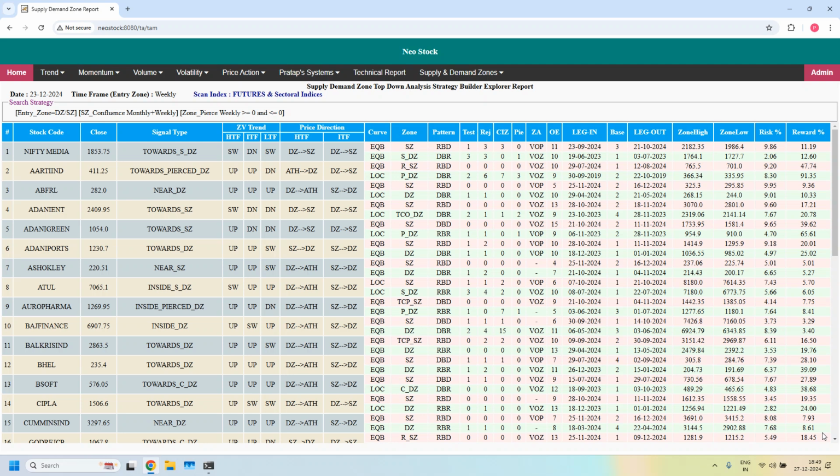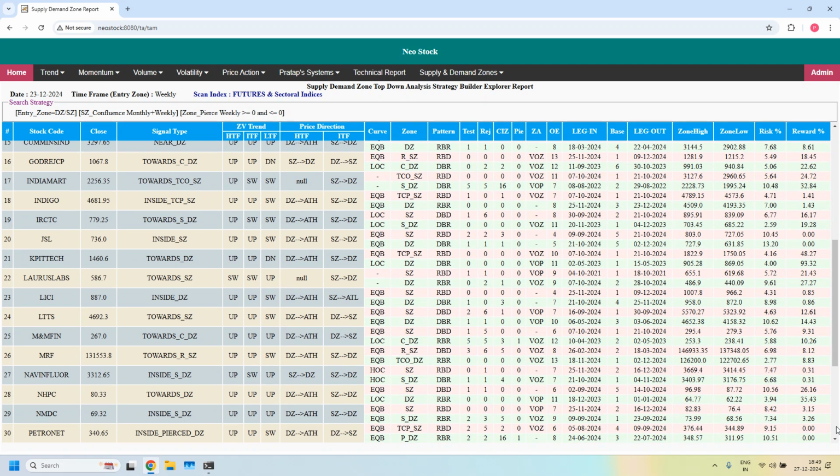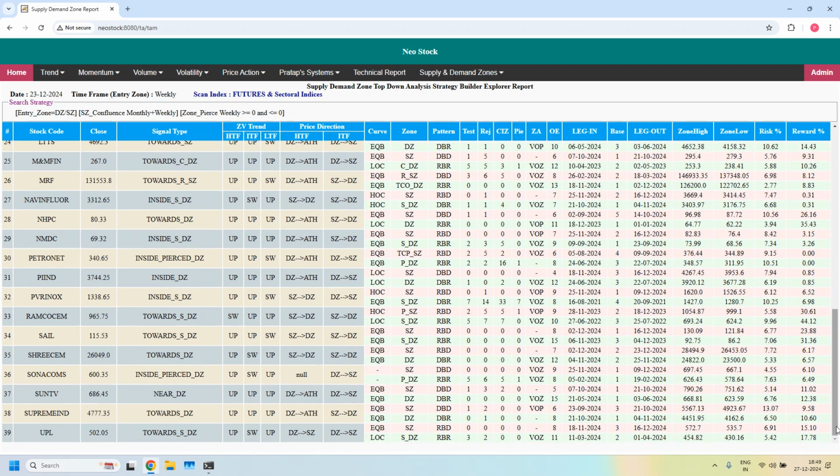Okay, we got a big list, not a small one. 39 stocks are there. That means in all these 39 stocks, the weekly zone is part of the monthly supply zone. That is what supply zone confluence, monthly and weekly, means.